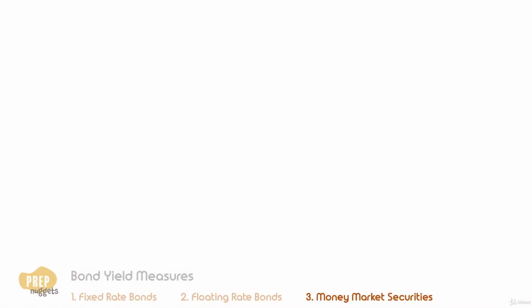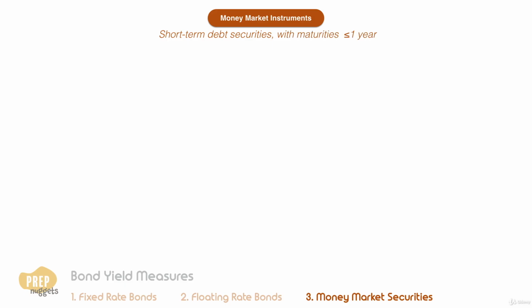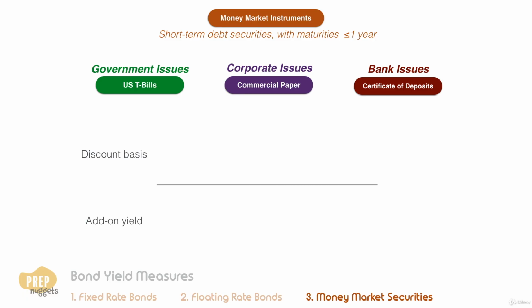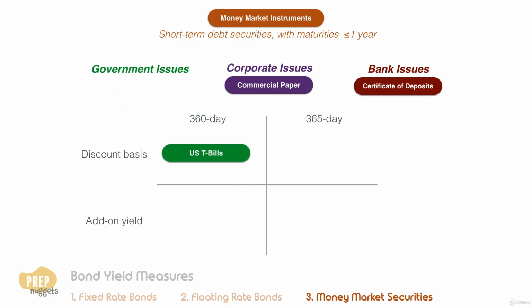We've learnt that money market instruments are short-term debt securities with original maturities of 1 year or less. Such securities include government issues, most notably US T-bills, commercial paper, short-term debt issued by corporates, and certificate of deposits issued by banks. The yield measures and quotes for money market securities differ a lot from the bond market. Yields can be stated as a discount from face value or as add-on yields and can be based on a 360-day or 365-day basis. US T-bills are quoted as annualized discounts from face value based on a 360-day year.